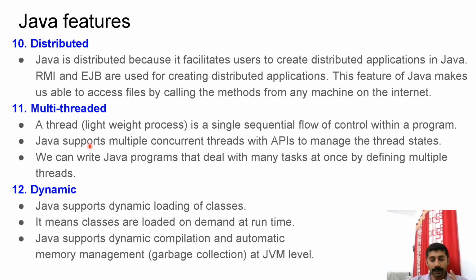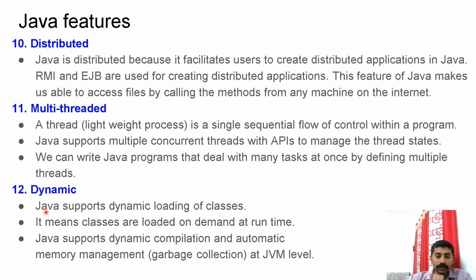Another thing is multi-threading. A thread or lightweight process is a single sequential flow of control within a program. Java supports multiple concurrent threads with APIs to manage the thread states. So within a program, you can create multiple threads. We can write Java programs that deal with many tasks at once by defining multiple threads. That is another important feature which is needed for any application development.